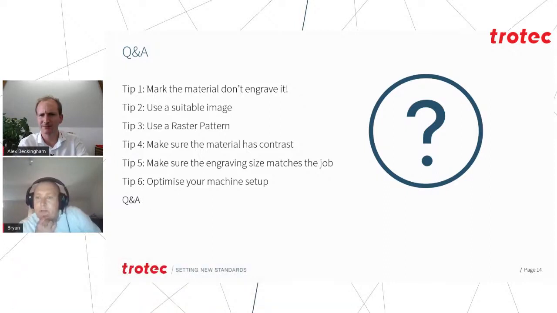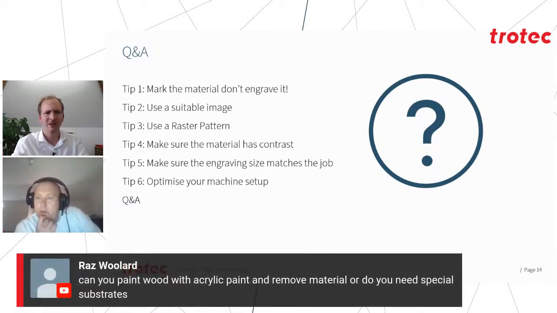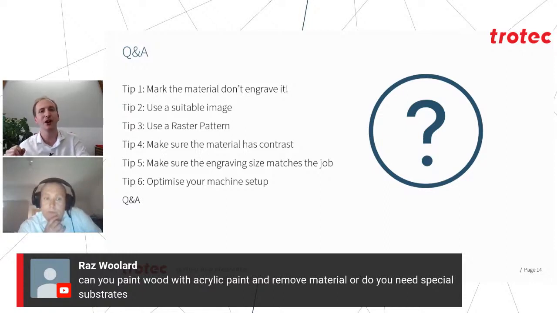Okay, so we've got a question from Raz Woolard. Can you paint wood with acrylic paint and remove material, or do you need special substrates? I think you can just use pretty much any paint. It's just a case of making sure that your power setting is set correctly, so you're not over modifying the surface and creating too much damage to it.